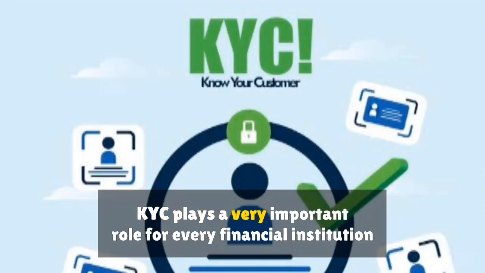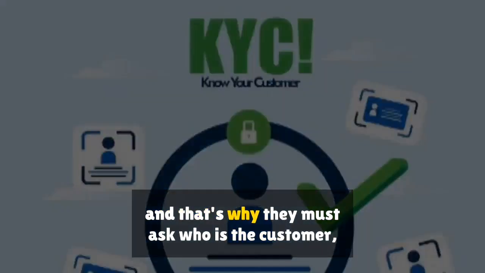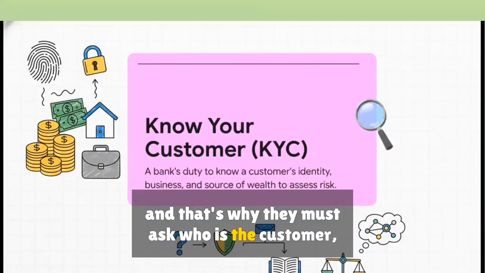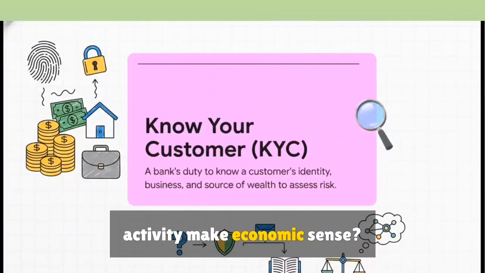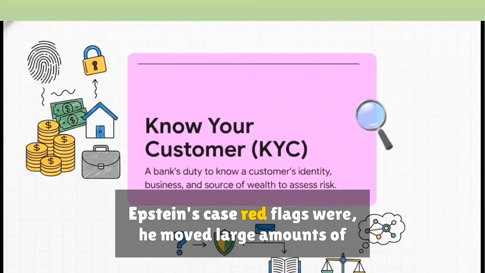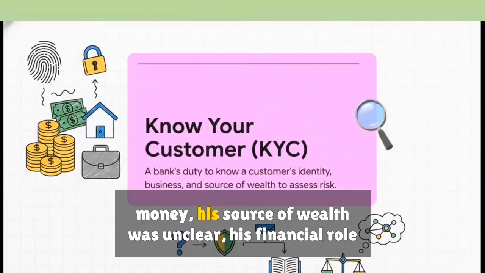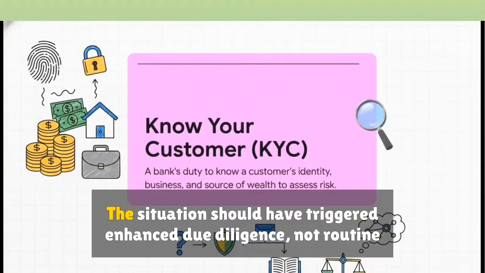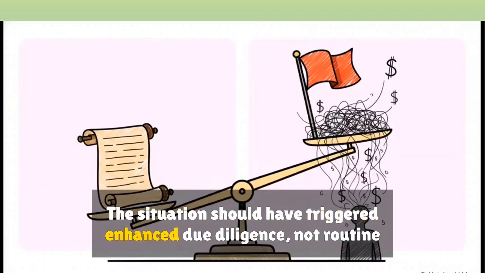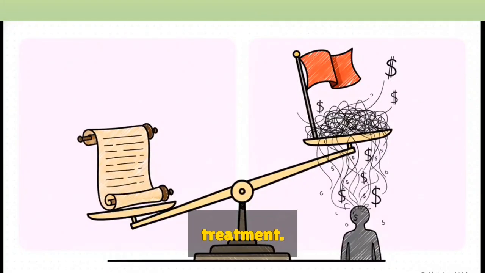KYC plays a very important role for every financial institution, and that's why they must ask who is the customer, what is their source of wealth, and does their financial activity make economic sense? Epstein case red flags were: he moved large amounts of money, his source of wealth was unclear, his financial role lacked transparency. This situation should have triggered enhanced due diligence, not routine treatment.